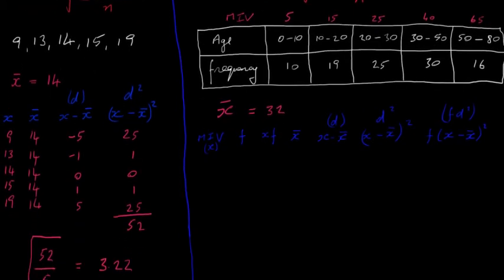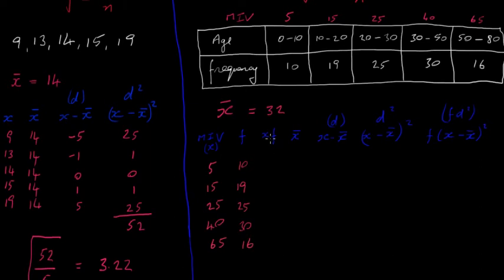Okay, so let's see. Our mid-interval values are 5, 15, 25, 40, and 65. Our frequencies then are: we've got 10 of these, 19 of these, 25 of these, 30 of these, and 16 of these.